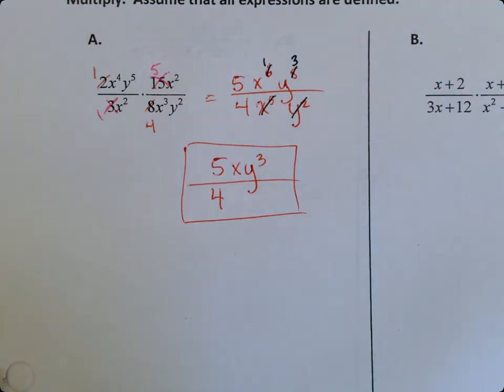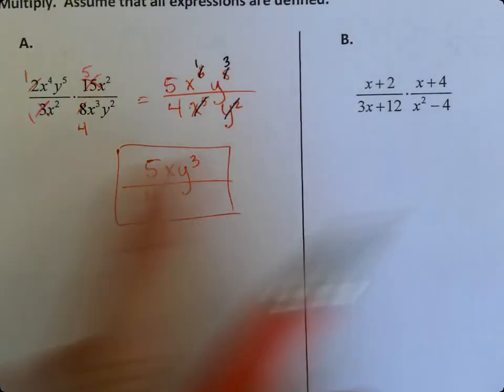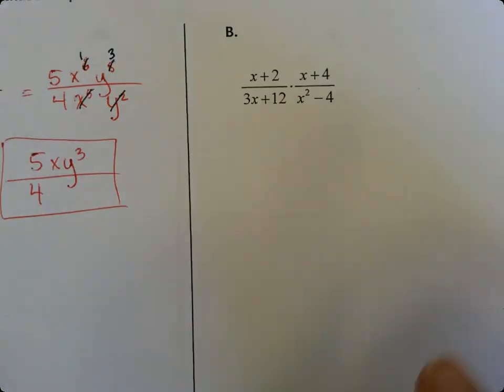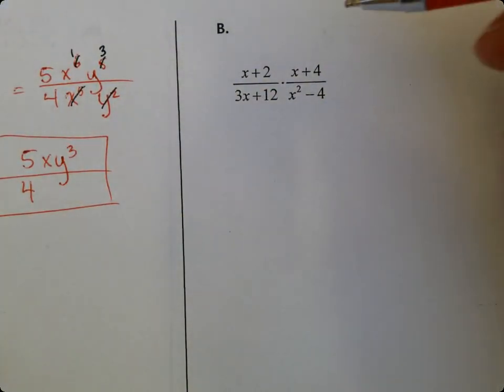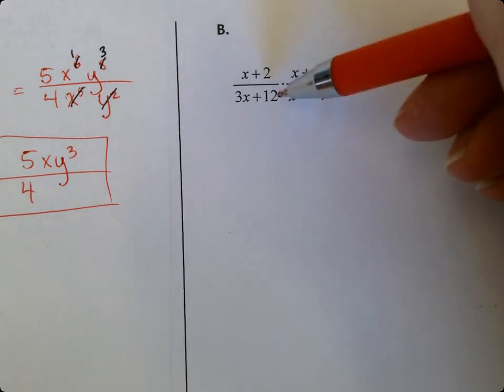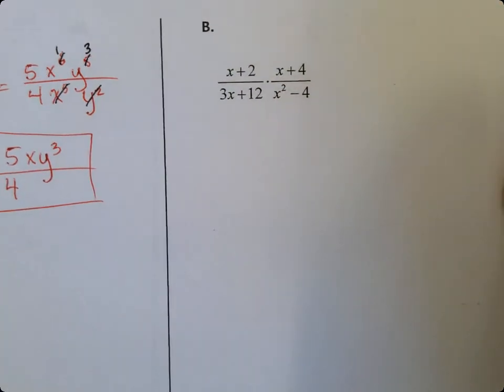All right, now, what's different about example A and example B? In example A, you had all multiplication, so we could jump in and cancel. In example B, you can't cancel the 4 here and the 4 here because it's addition and subtraction. You can't cancel the 2 and the 12 because you can't take it from all the terms. So we need to factor.